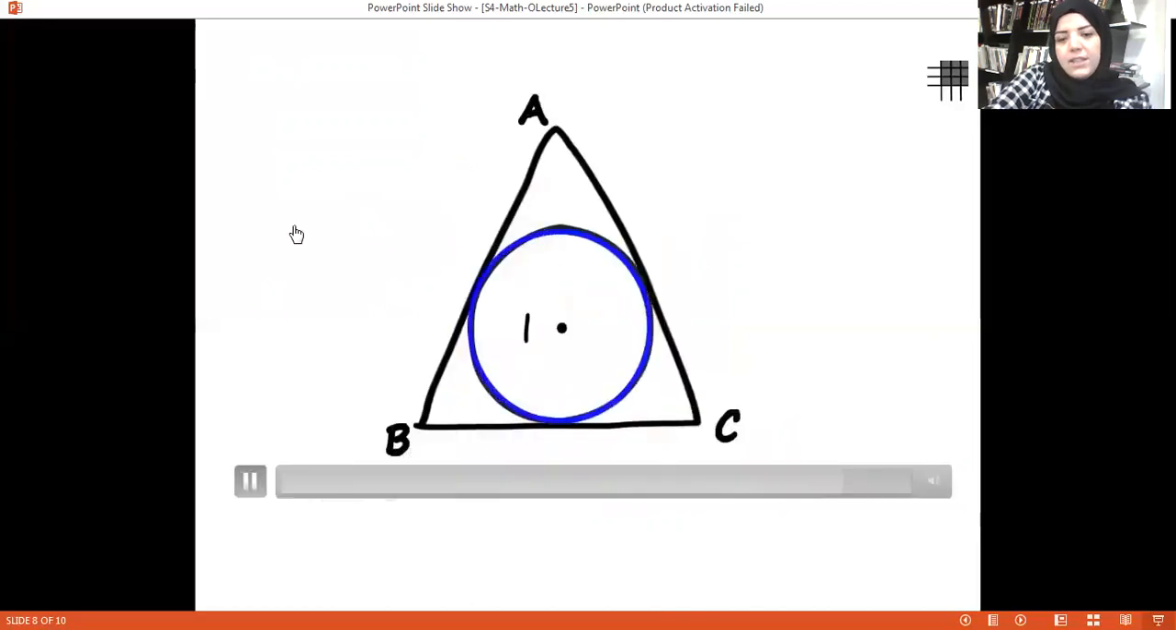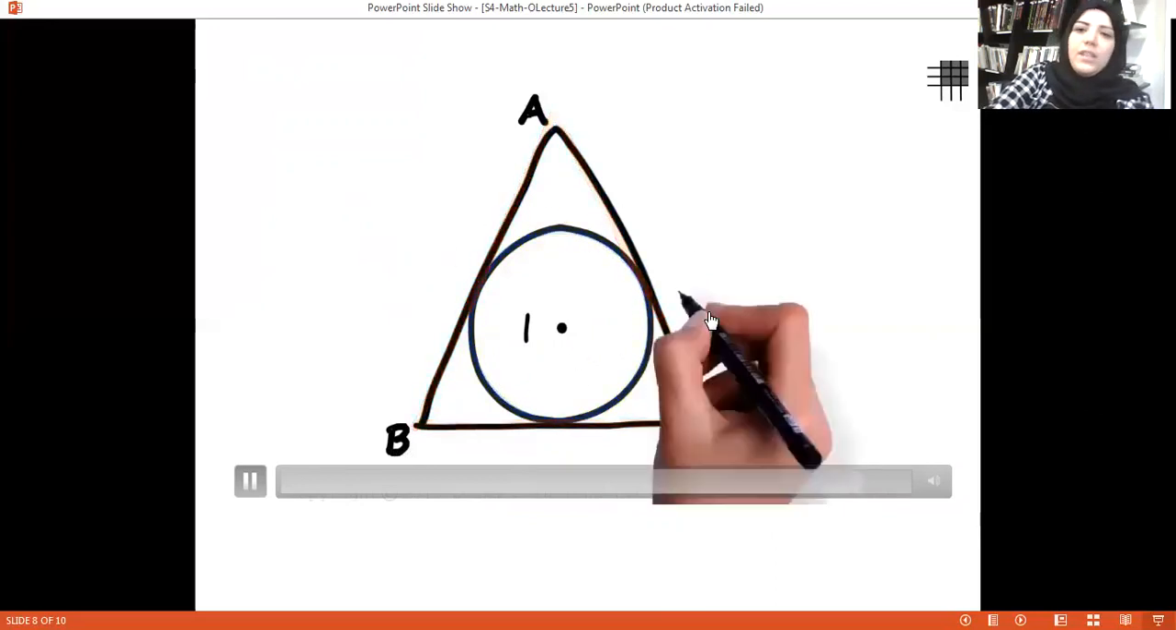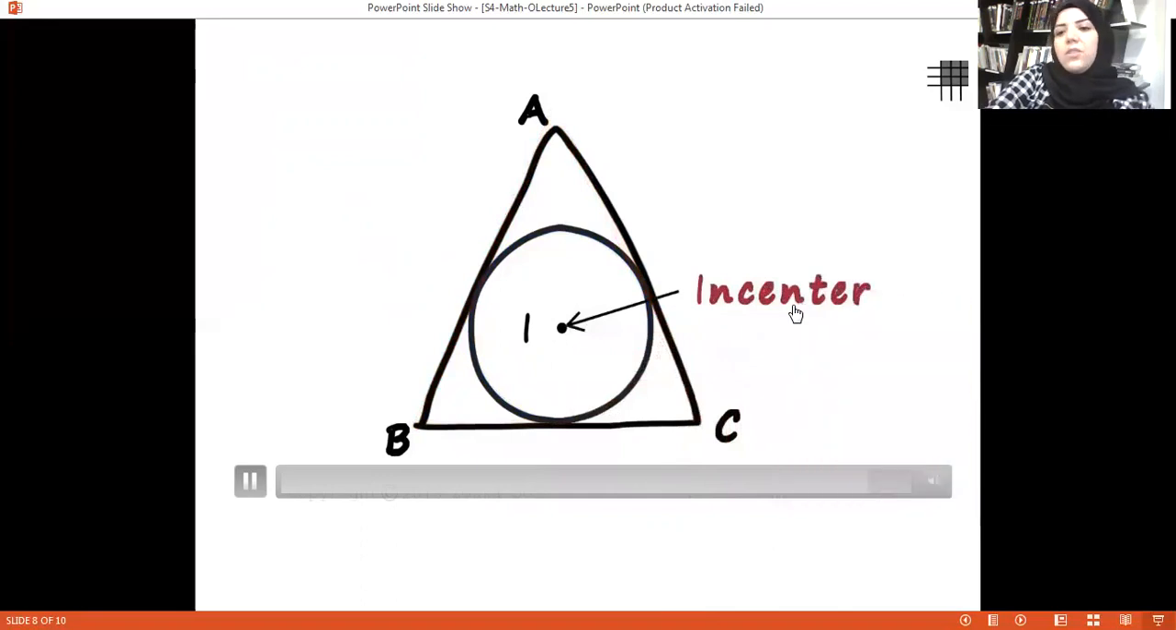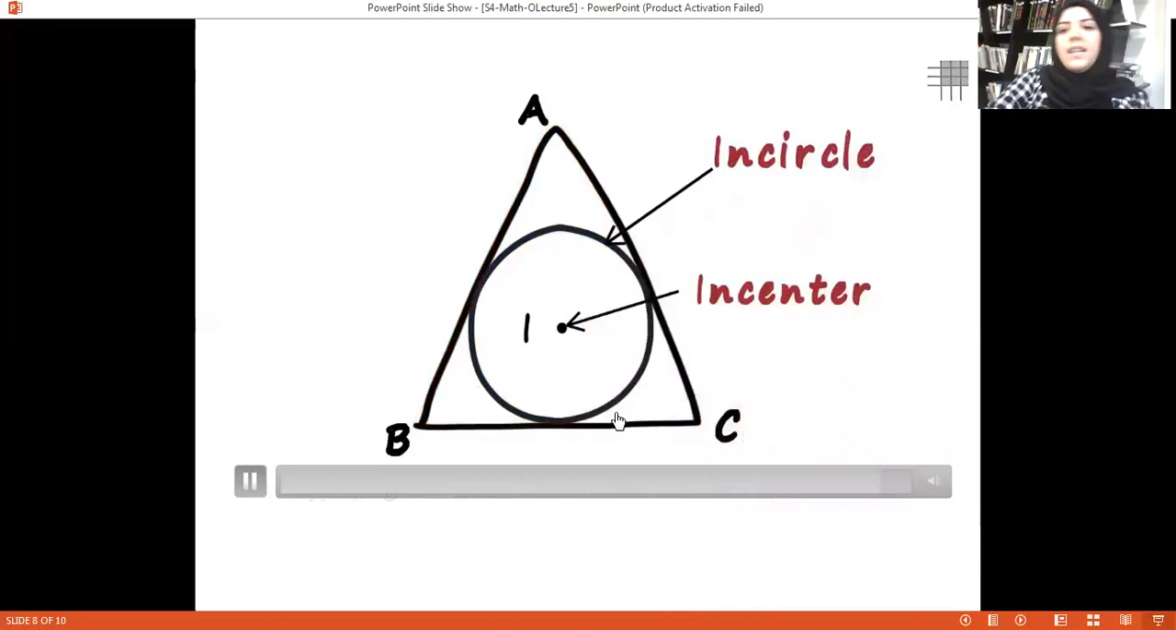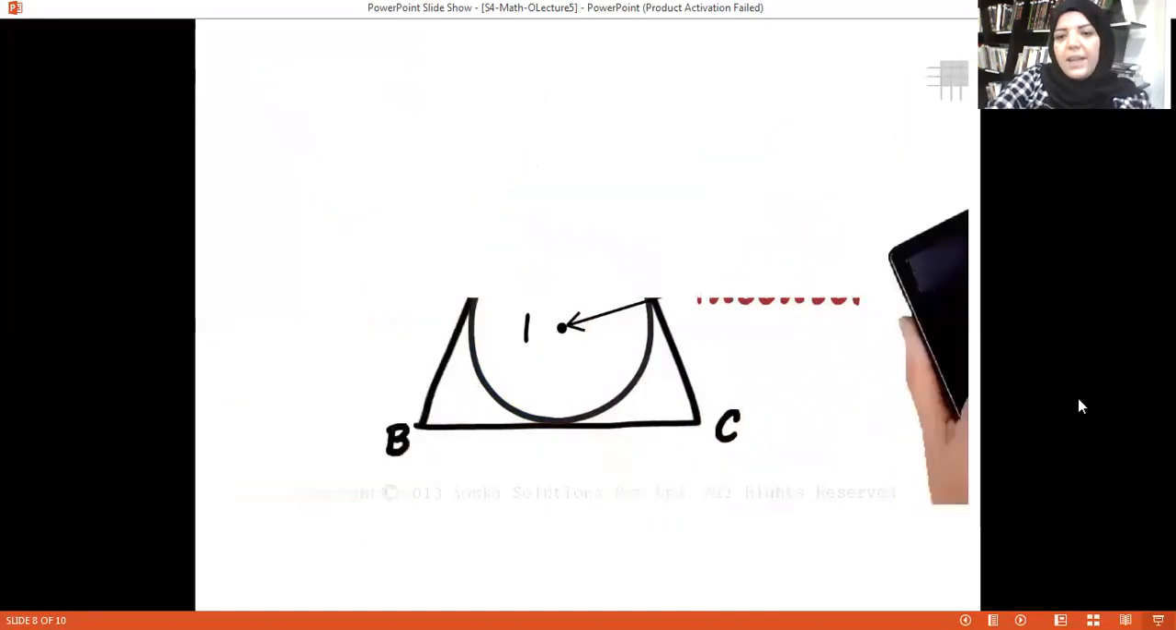This is the circle, see? So this is the center, and this is the circle, which is included inside the triangle. So when we say the incenter, which is the center of the inscribed circle, I mean the circle that is included inside the triangle. Okay?